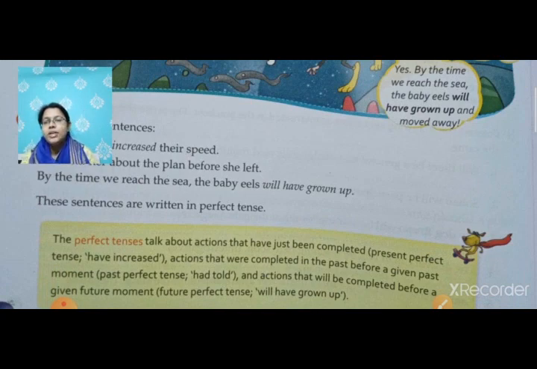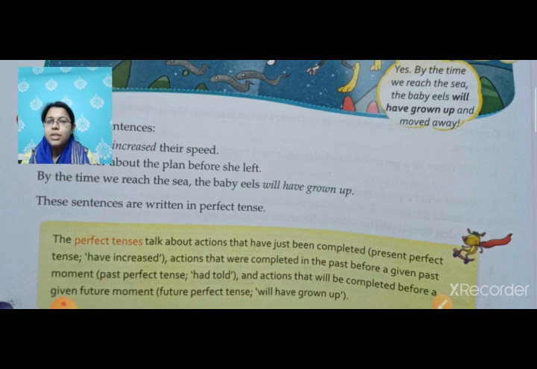The perfect tenses talk about the actions that have just been completed. That is called present perfect tense. Like the first sentence, have increased. That means here we are talking about an action which has just completed, मतलब अभी हाल ही में ख़त्म हुई है और उसके बारे में हम बात कर रहे हैं. Then that comes under present perfect tense.